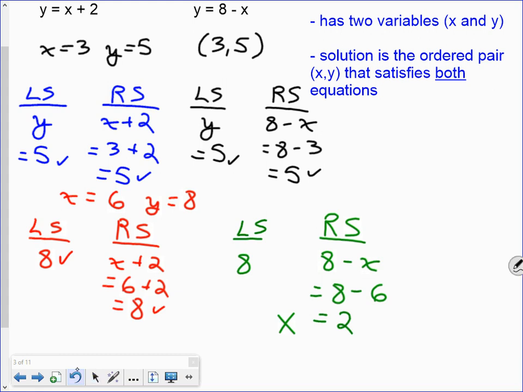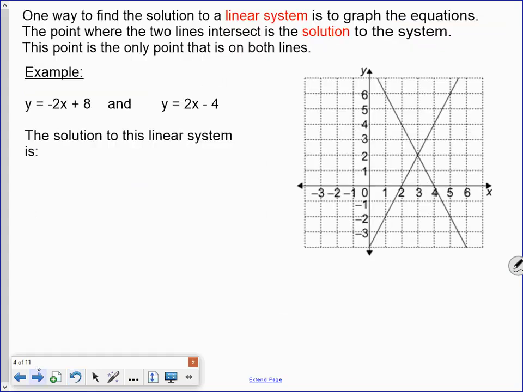Now, one way of finding the value of x and the value of y that represents the solution to the system is by graphing the equations. And the point where the two lines intersect is the solution to the system, because it's the only point that is on both of our lines.